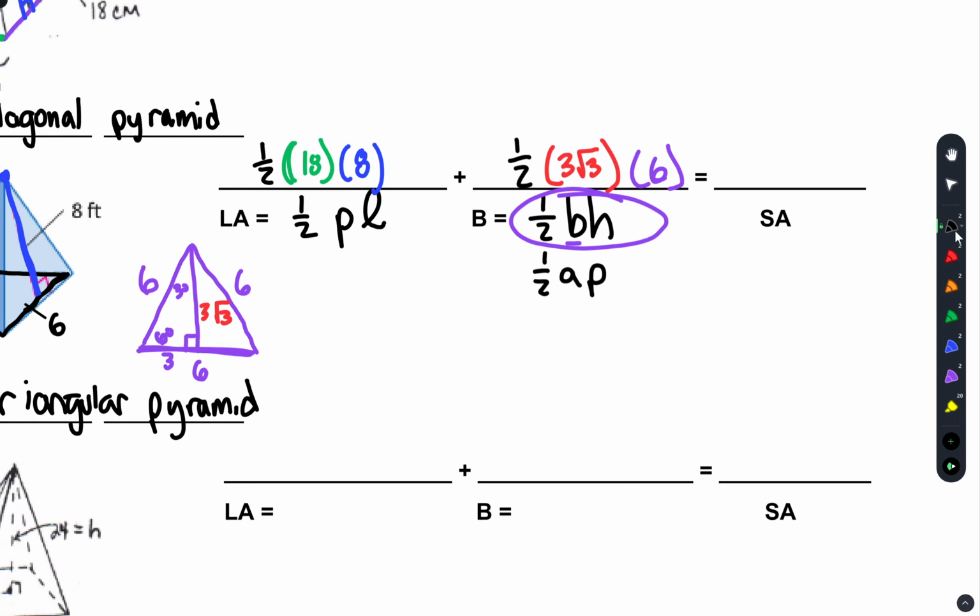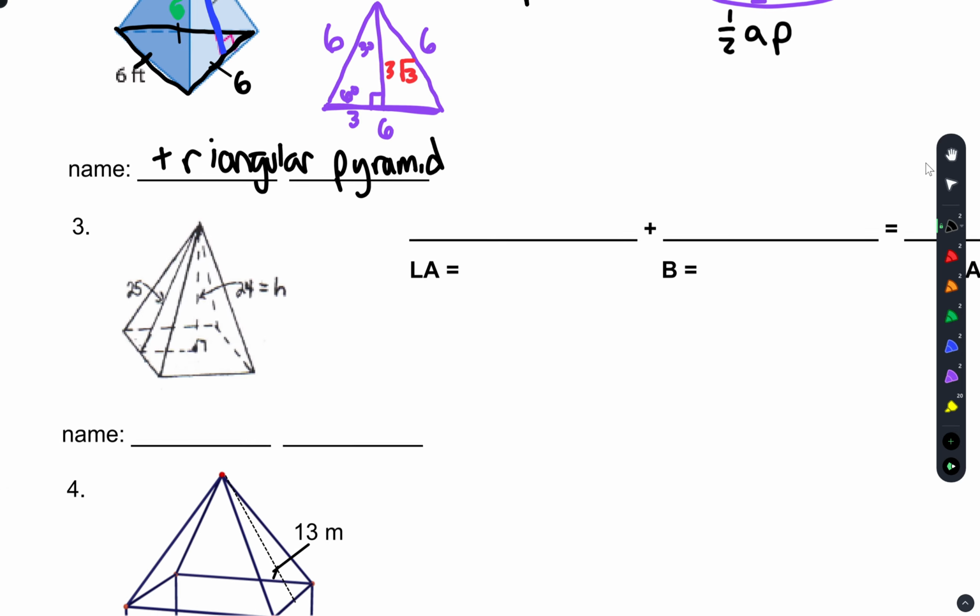Okay. Plug it in to your calculator. I got 87.6. And we are in feet squared. Any questions on that? Okay. Alrighty. Go ahead, look at the next one.